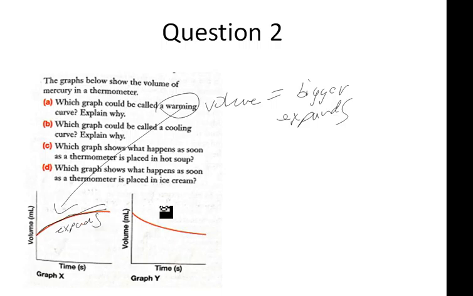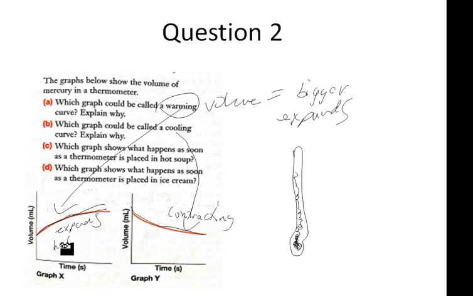Okay, which one's a cooling curve? Well, what's happening to the volume here? It's going down, down, down, down. It's contracting over time. And so this one would be the cooling. Which graph shows what happens as soon as the thermometer is placed in hot soup? Our thermometer with the bulb, the mercury or the alcohol inside will start to rise or expand. So this is the hot graph.